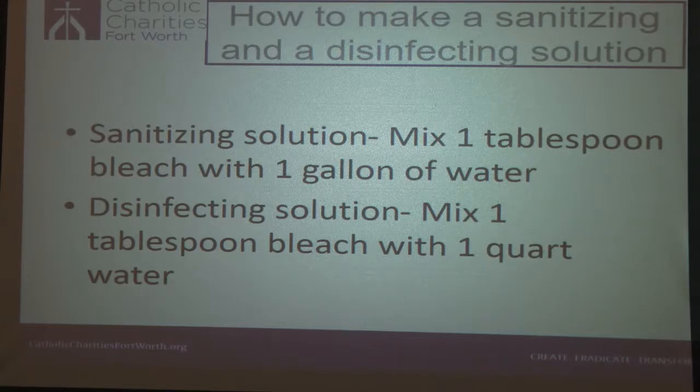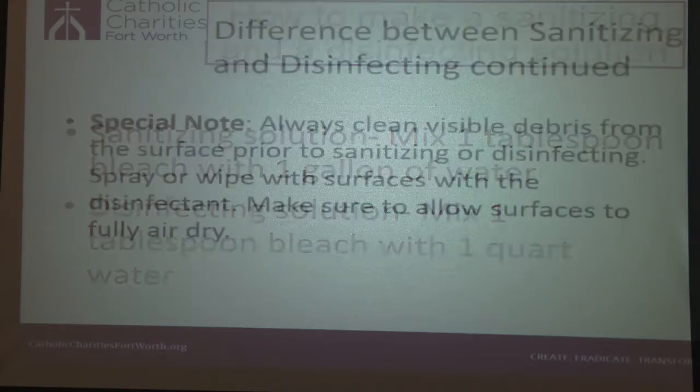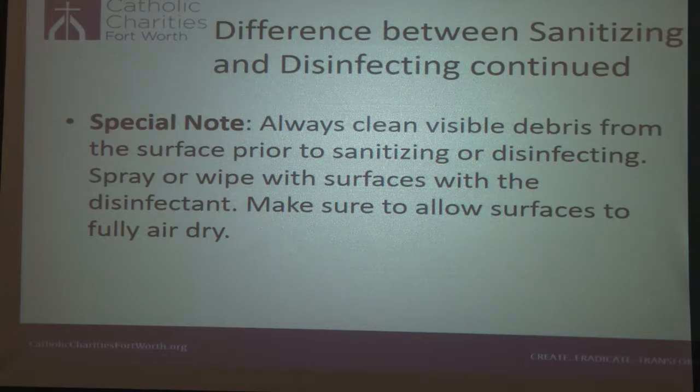Sanitizing solution, how to make this. Okay, you're going to mix 1 tablespoon of bleach with 1 gallon of water. That's to sanitize. Remember, you're reducing the germs on this. To disinfect, where you want to actually get rid of the germs, you're going to mix 1 tablespoon of bleach with 1 quart of water, which makes it a stronger solution. Okay? Again, remember that bleach is hazardous.